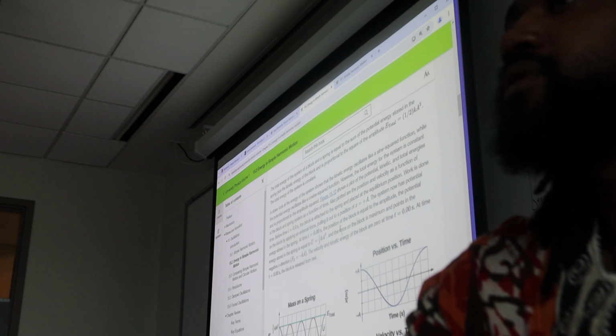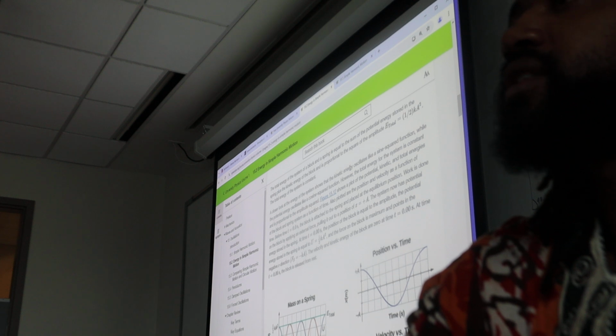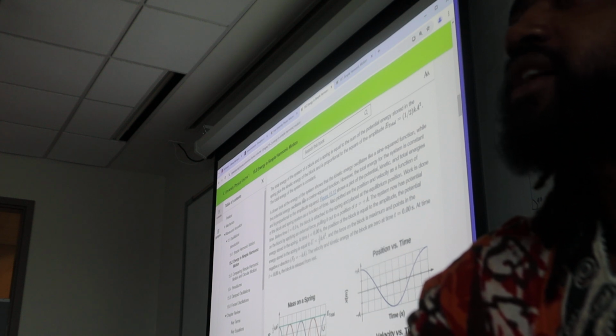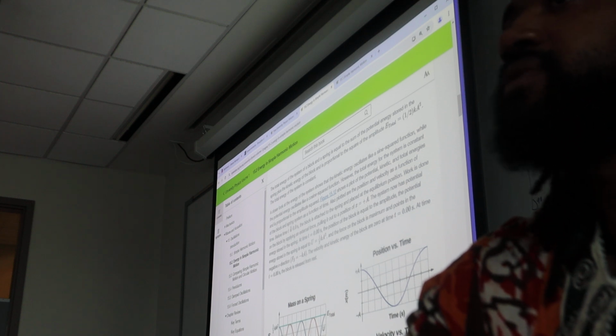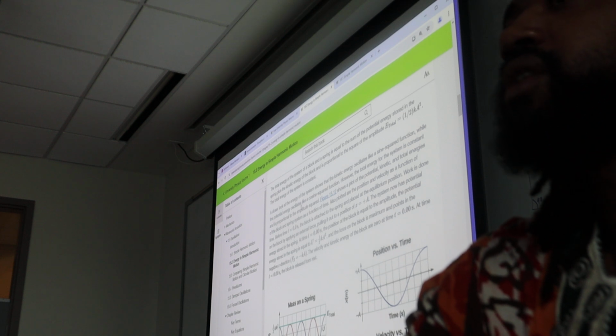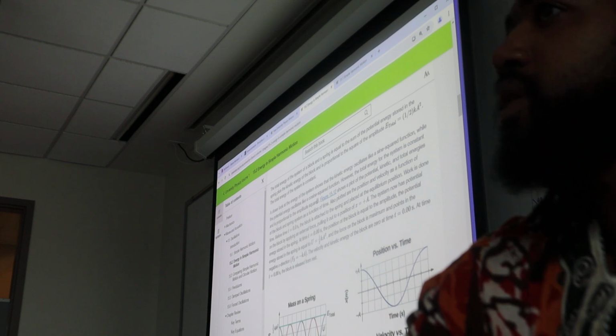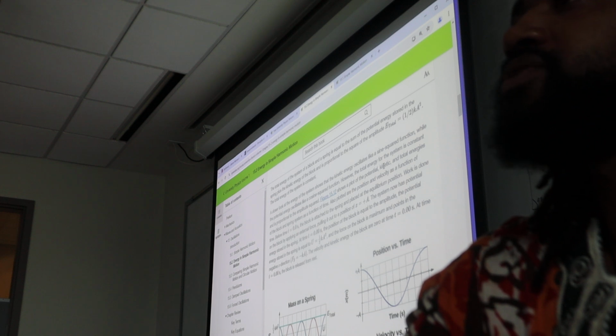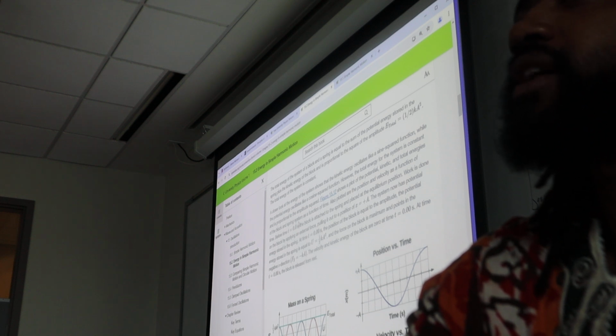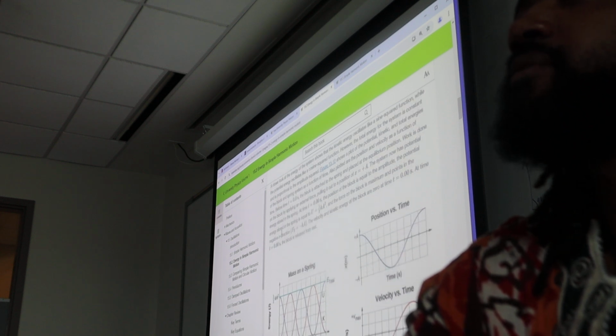So this one, a closer look at the energy of the system shows that the kinetic energy oscillates like a sine squared function, while the potential energy oscillates like a cosine squared function. However, the total energy for the system is constant and is proportional to the amplitude squared. So this figure shows a plot of the potential, kinetic, and total energies of the block and spring system as a function of time. Also plotted are the position and velocity as a function of time.